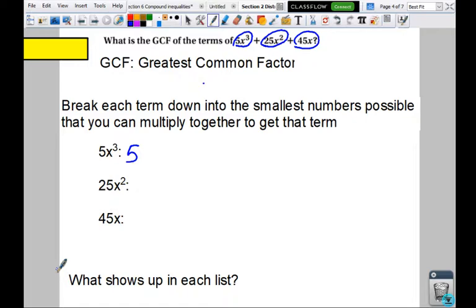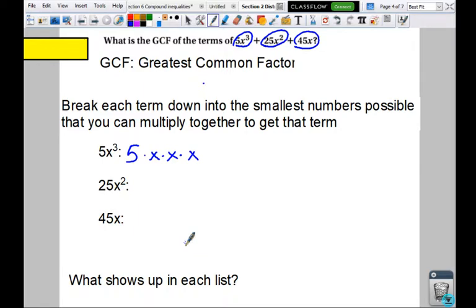But I'm going to look at x to the third. Can I break that down into smaller x's? Yeah, I can do x to the 1, right? How many x's would I have if I have x to the third? 3 of them. 5x to the third is kind of the same thing as 5 times x times x times x. So I'm breaking this down into as small of numbers as I possibly can, and I'm going to split apart all my variables that I can. So 5x to the third is 5 times x times x times x.